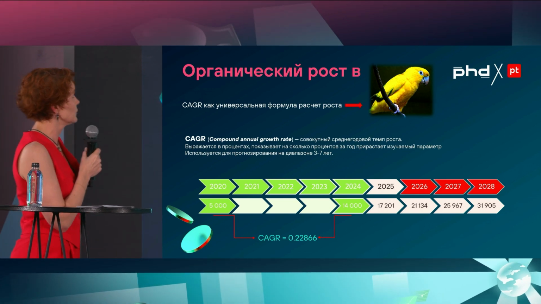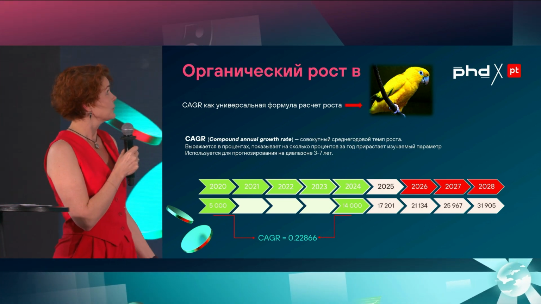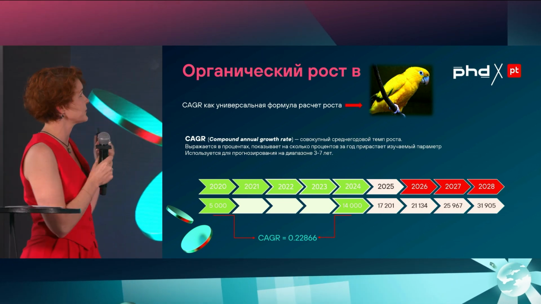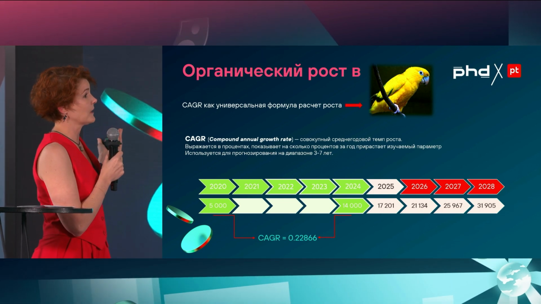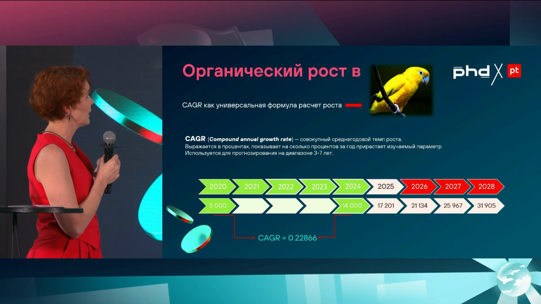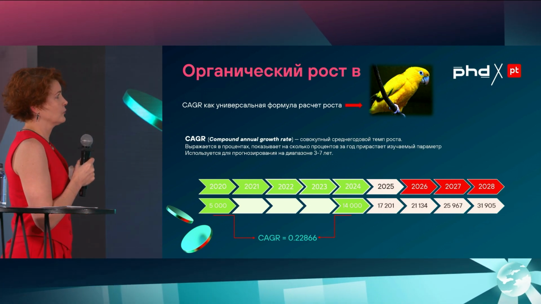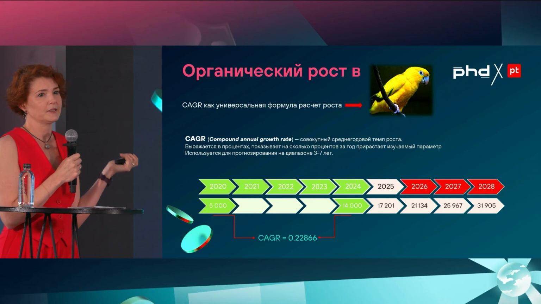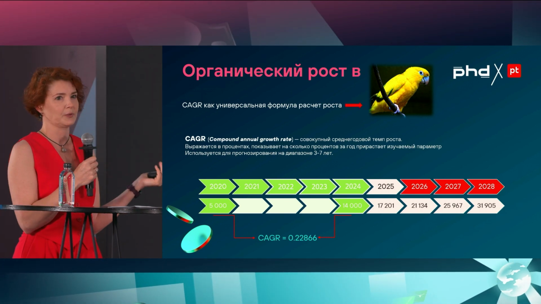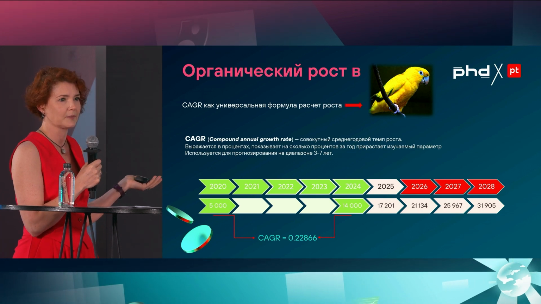Another contribution to the organic growth is CAGR, compounded annual growth rate. This is a formula that financial people understand. It allows calculating how we're going to grow in the future within the horizon of 3 to 5 years. Actually, it's quite a comfortable thing when we need to calculate some parameter that we don't know anything about.